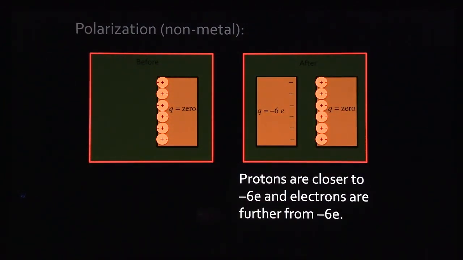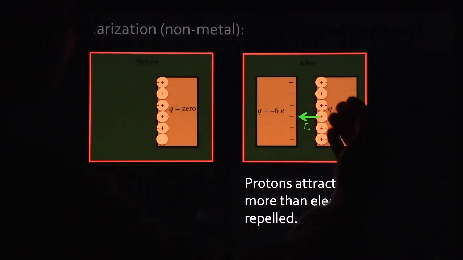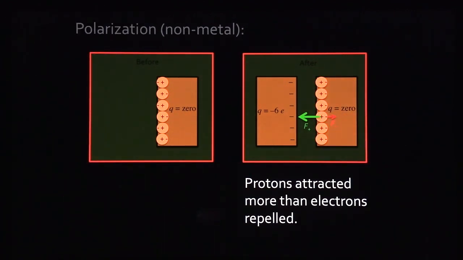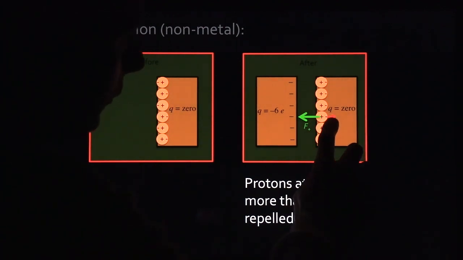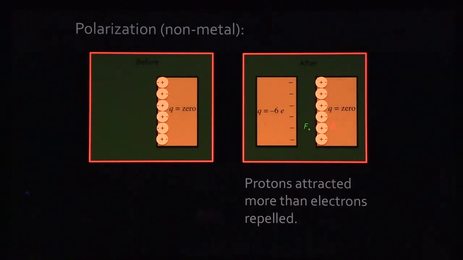So what does that do? The protons are attracted more than the electrons are repelled, because remember, everything is divided by r squared. So the electrons over here are at a bigger radius. That means their force is smaller. And I think I made a little emphasis here. The arrows are going to flash for you. See that? Nice.